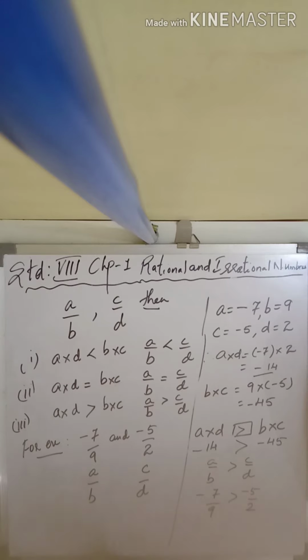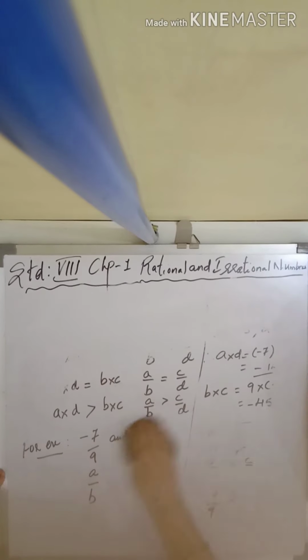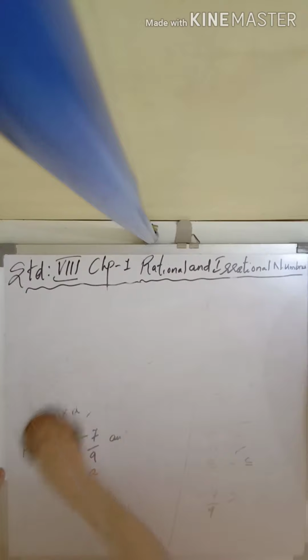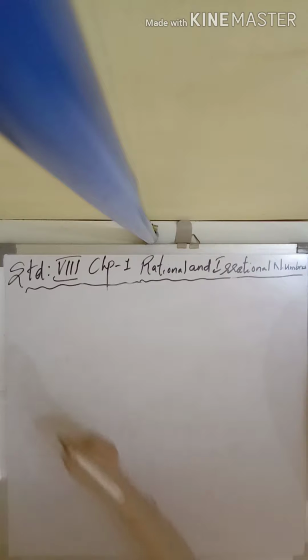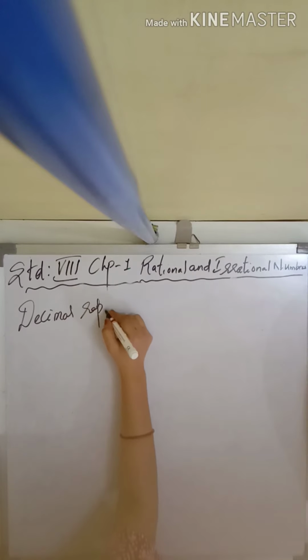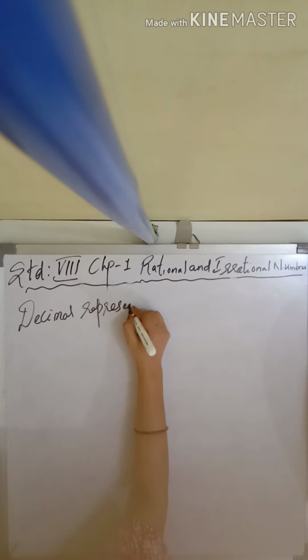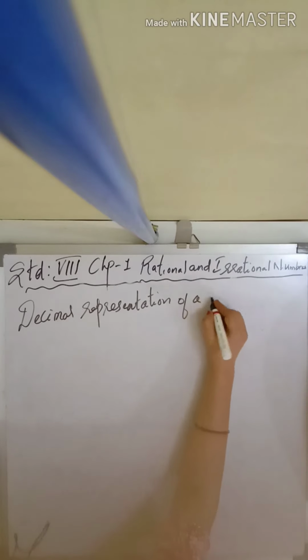Clear children? Okay. Now moving to the next topic of this chapter, that is decimal representation of a rational number. The next topic is decimal representation. Write down the topic name children. Decimal representation of a rational number.